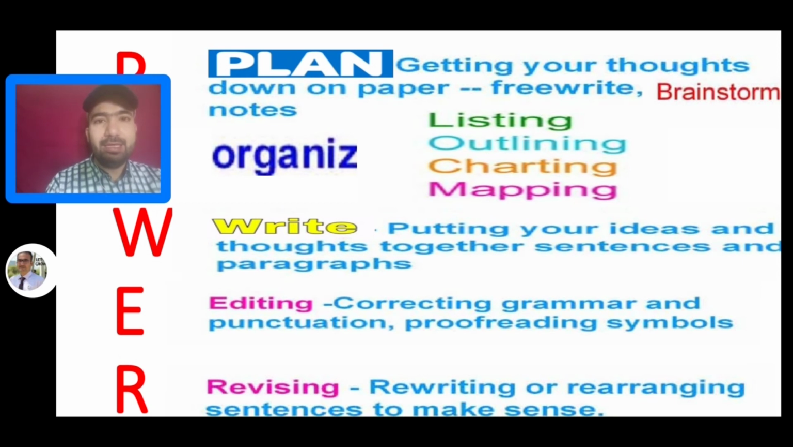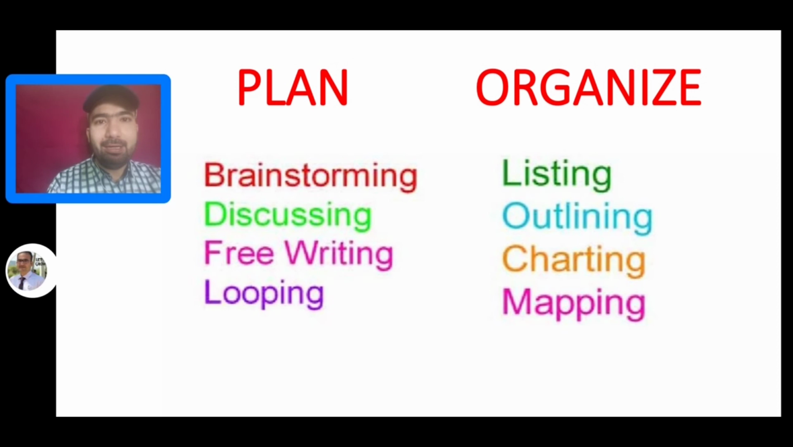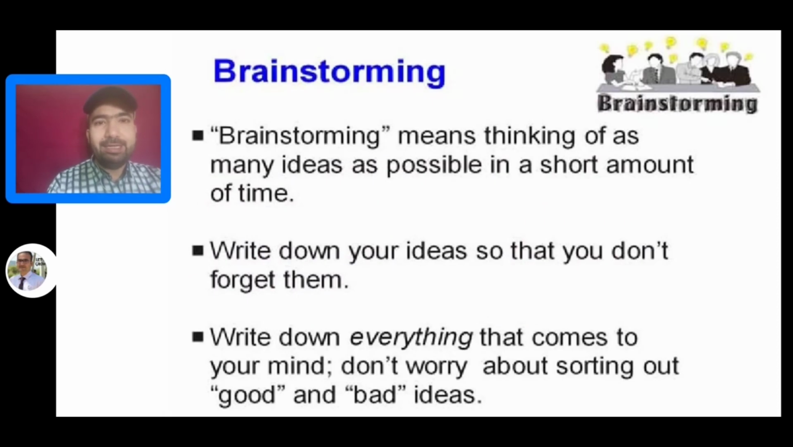So this is the last stage of power. Now let us discuss all these stages, especially P and O, plan and organize. In this video, we will be focusing on planning and organizing the ideas for an essay, for a letter or any kind of write-up. So let's get started with plan and organization. Yes, plan includes brainstorming, discussing, free writing, looping; organize includes listing, outlining, charting, mapping. So let's get started with the first thing, that is brainstorming.